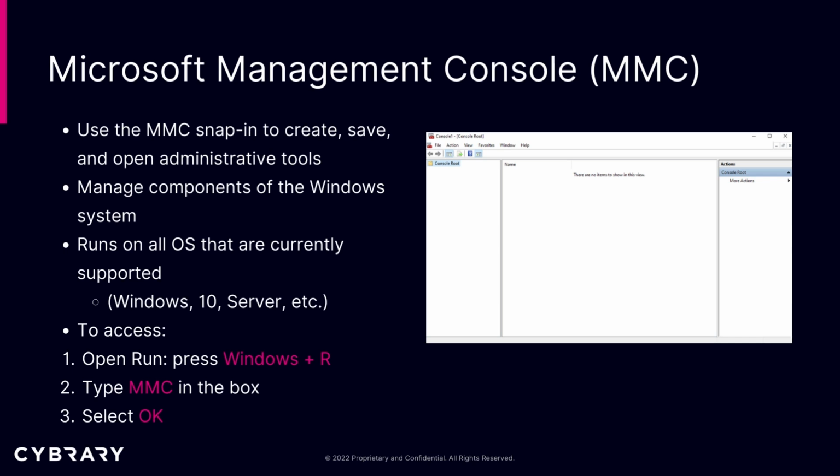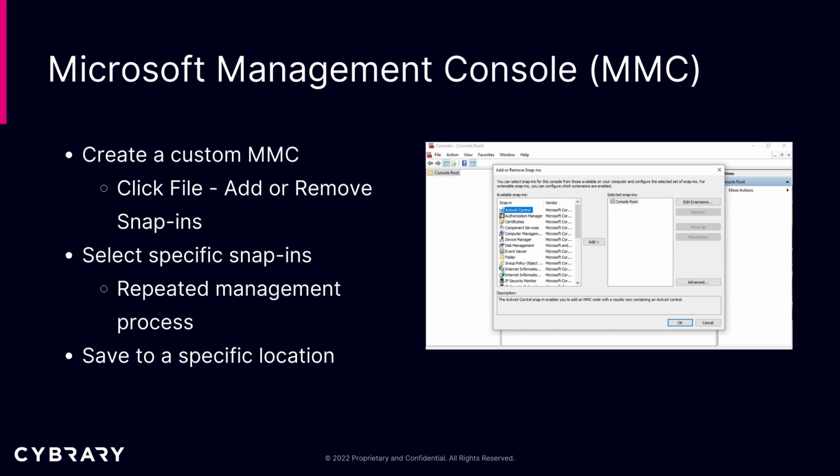We can go into detail as far as how you can use this MMC console to administrate your system. One thing you can do is create a custom snap-in, or custom management console. To create a custom MMC, you'll click File and Add or Remove snap-ins, select a specific snap-in, and you can repeat this process for whatever snap-ins you want and save it to a specific location. You may ask, why would you want to do this? If I want to administrate certain functions and I'm repeatedly going into those snap-ins, I may want to create a custom console.